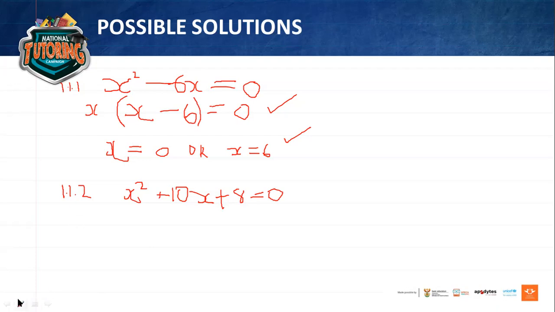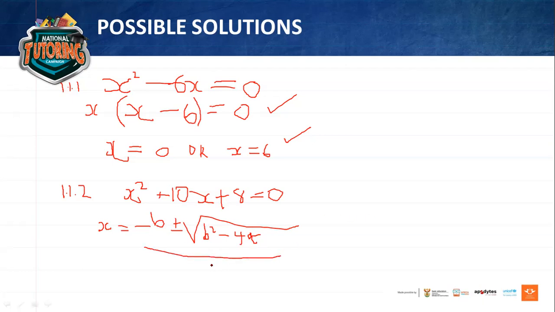So what does the quadratic formula say to us? The quadratic formula says x is equal to minus b, plus or minus the square root of b squared minus 4ac, all over 2a. So that is the quadratic formula. Then after you have everything on the quadratic formula, you now need the values of a, b and c.